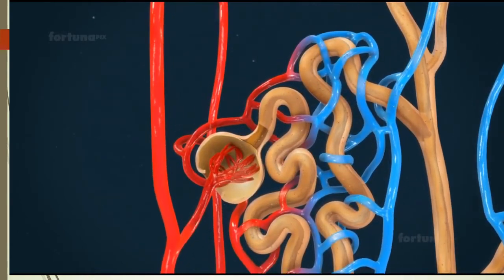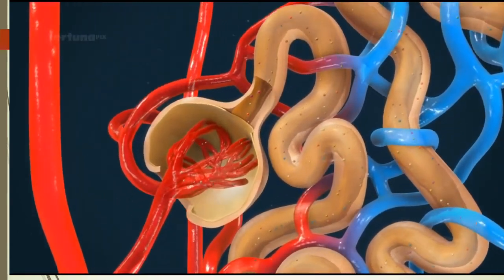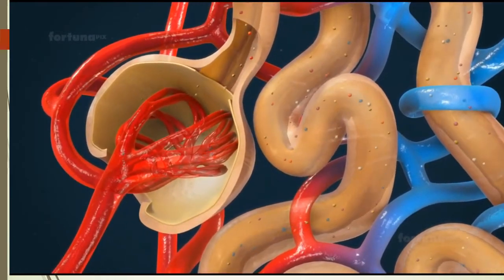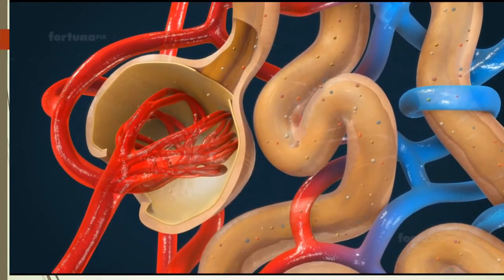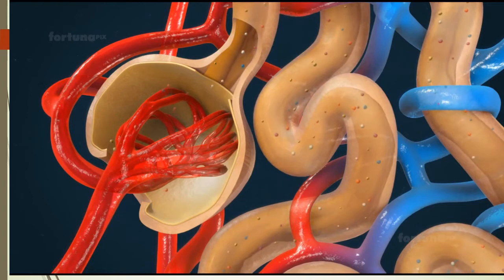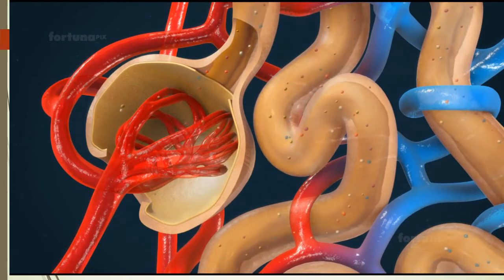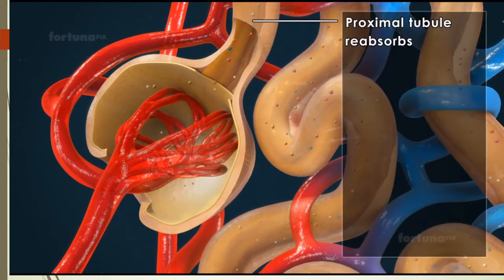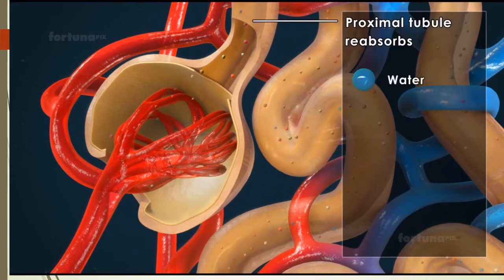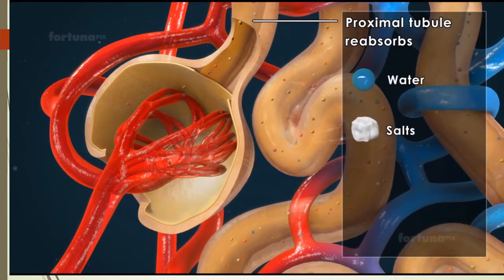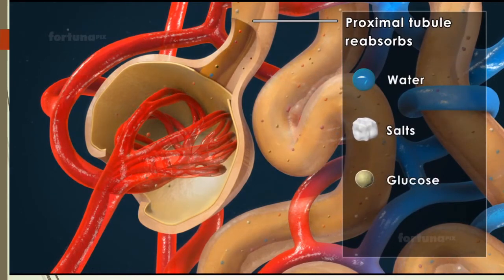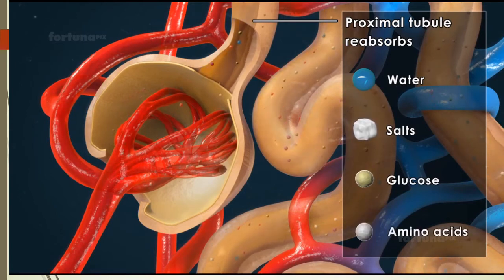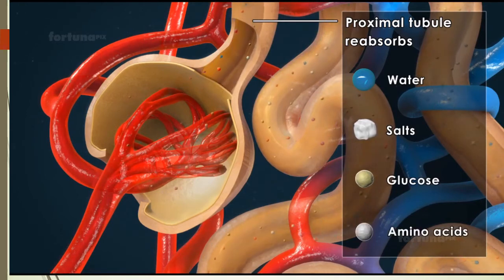Now what is happening here? In the glomerulus, it's known as ultrafiltration. Why? Blood is filtered so finely through these membranes that almost all the constituents of the plasma except the proteins pass to the lumen of Bowman's capsule. That's ultrafiltration.